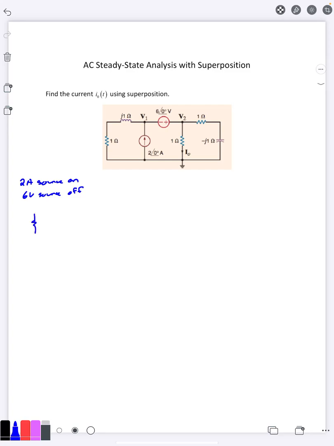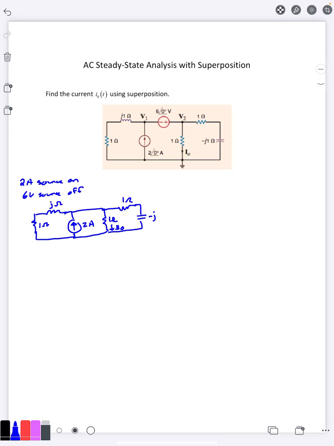So I go ahead and redraw my circuit here. We have my current source, 2 amps. My voltage source is gone, which means you want a voltage of 0. A voltage of 0 is a short, so we have a short here. We have 1 ohm. We have the I0 that we're looking for. And then here we have our resistor that's 1 ohm and our capacitor that is minus J.